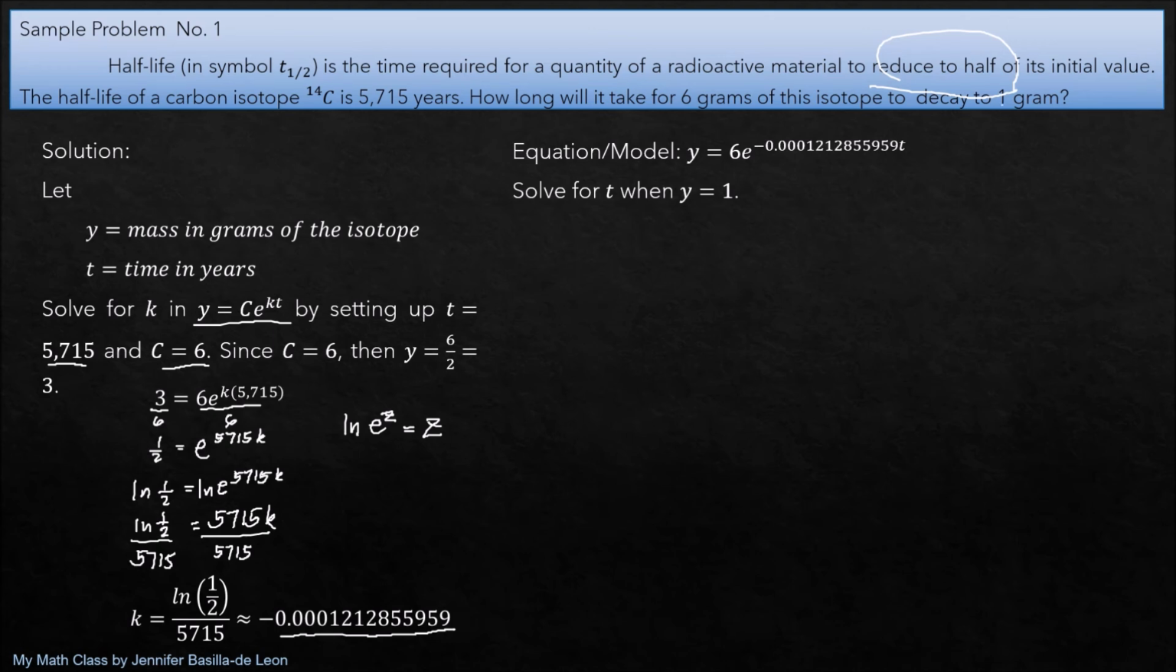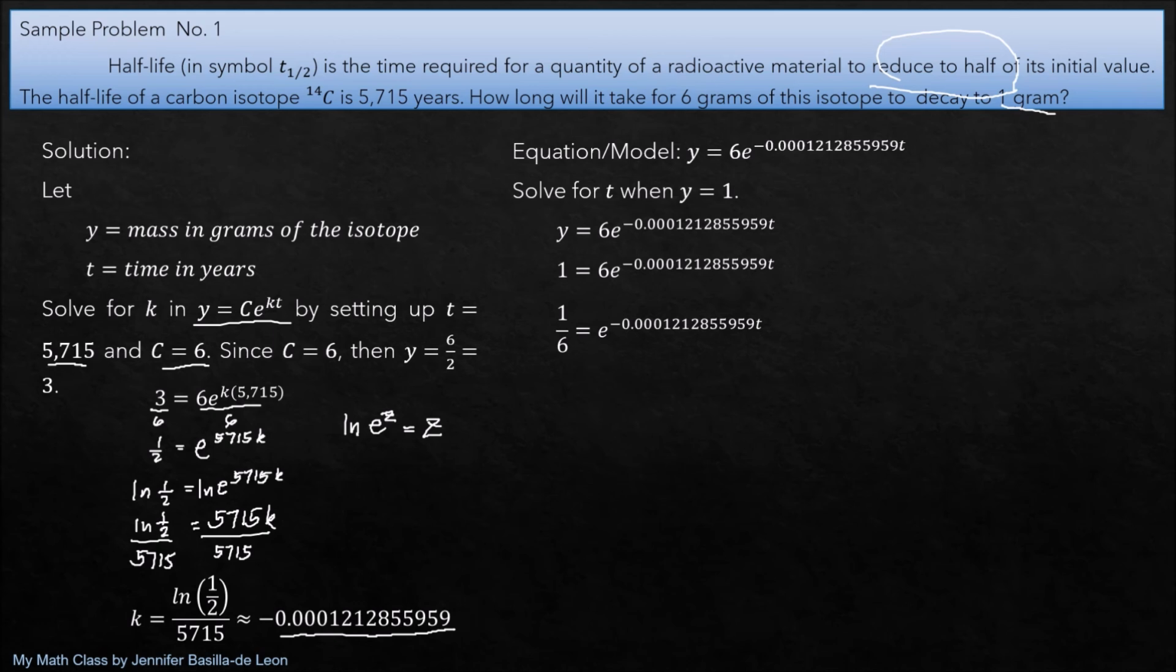Since our goal is to know how long will it take for 6 grams of this isotope to decay to 1 gram. Now we have the equation. If we have y equal to 1, we replace y by 1. Then we are ready to solve for t. Dividing both sides by 6, at the left side the expression would be 1/6. And on the right side, we only have e, which is raised to the value of k and t.